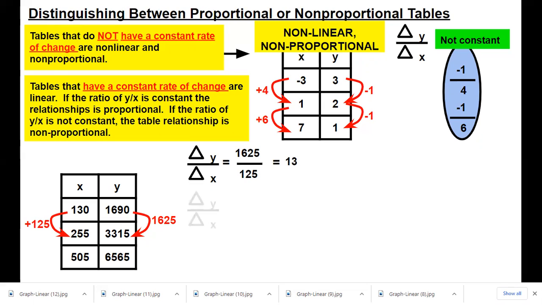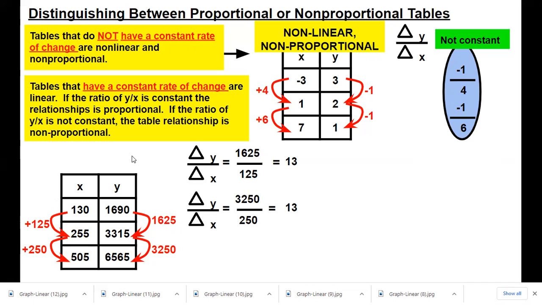Okay, let's check the next set of points. So we go from 3315 to 6565. That's a change of 3,250. The x changes in amount of adding 250. So your change in y is 3250. Your change in x is 250. That's your slope. Your slope is 13 again. So you have a constant rate of change, a constant slope.